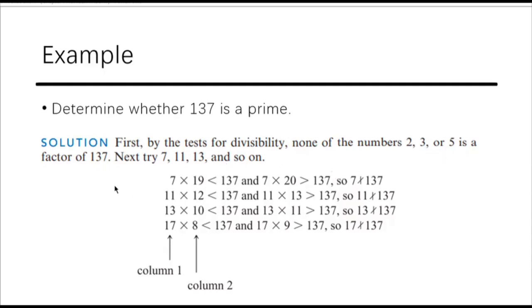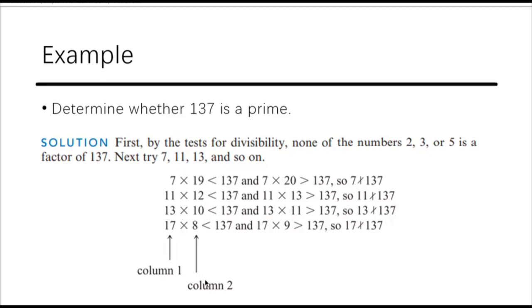So, check uli naman natin sa 7, 11, 13. So, pag kinuha natin yung product ng 7 times 19, that is less than 137. At yung 7 times 20 naman ay greater than 137. So, therefore, 7 is not a divisor of 137.